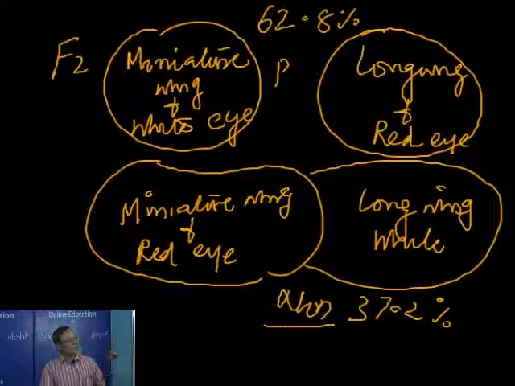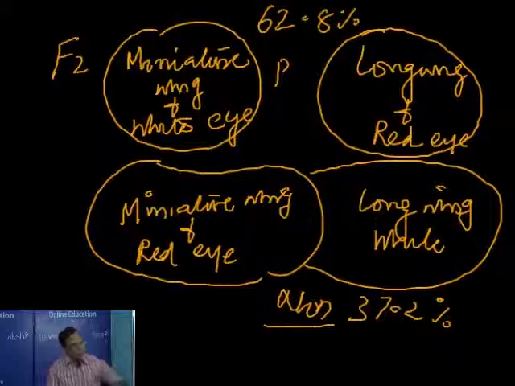So anyway, here the gene for eye color and the gene for wing size are somewhat loosely linked. So they are not showing enough strength of linkage. When these genes are loosely linked, we have received a higher percentage of recombination varieties. So such genes are loosely linked. That is why we have more percentage of recombination.